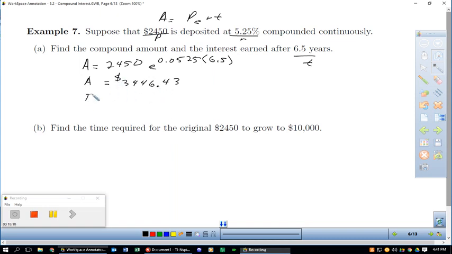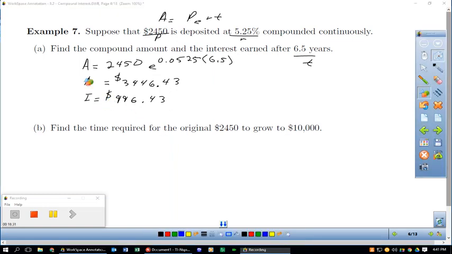Now the interest, we want to find that by taking 3446.43, subtracting 2450, and we should get 996.43. So we want the compound amount, and we want the interest amount. And so there they are.